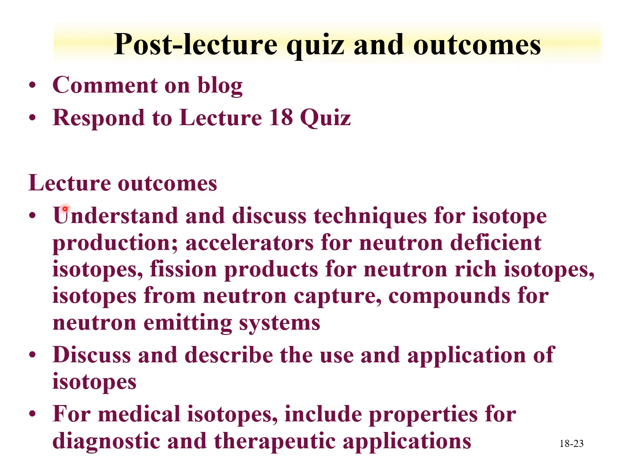One should be able to understand and discuss techniques for isotope production. This includes the use of accelerators for the production of neutron-deficient isotopes, those that decay by positron or electron capture emission, and the production of fission products for neutron-rich isotopes. An example of this is molybdenum-99. Isotopes are also produced from neutron capture. This can include californium-252 as an example. And compounds that are used for neutron-emitting systems, such as an alpha emitter with beryllium.